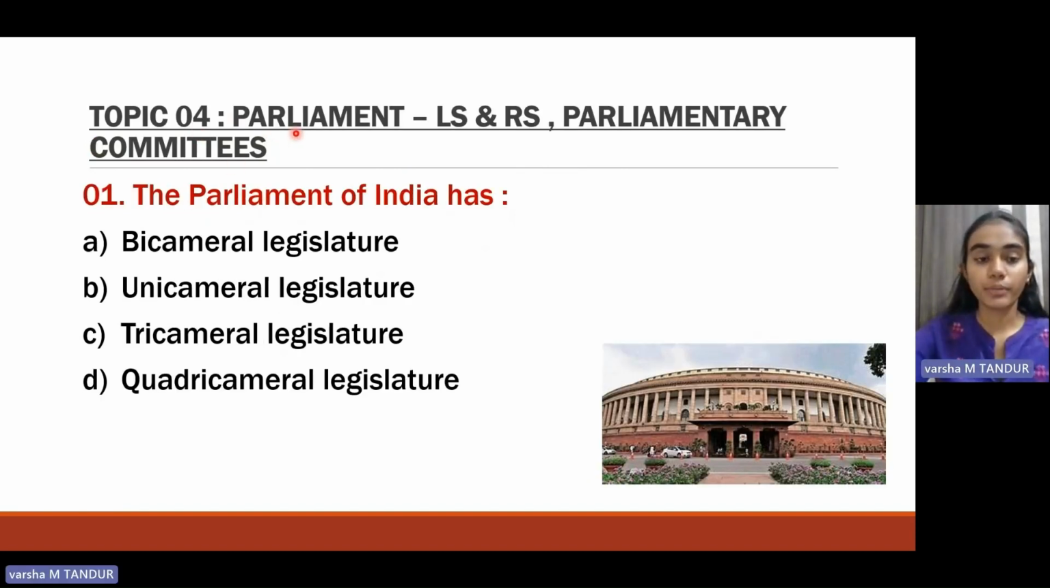The next subtopic is about the Parliament, which talks about the Lok Sabha, the Rajya Sabha, and the parliamentary committees. Under that, the first question is, the Parliament of India has Option A, bicameral legislature, Option B, unicameral legislature, Option C, tricameral legislature, or Option D, quadricameral legislature. So the option is bicameral legislature.